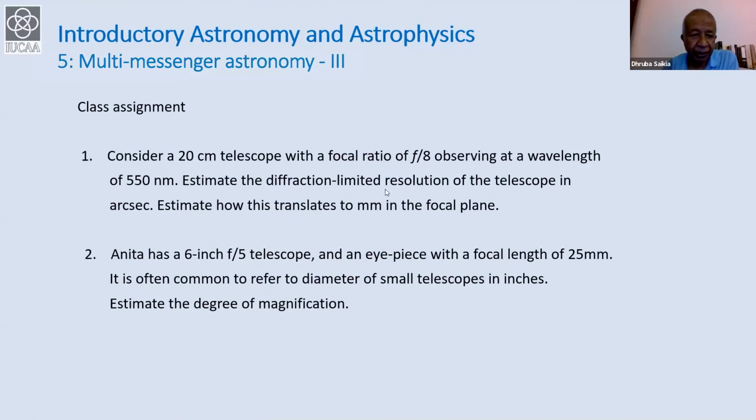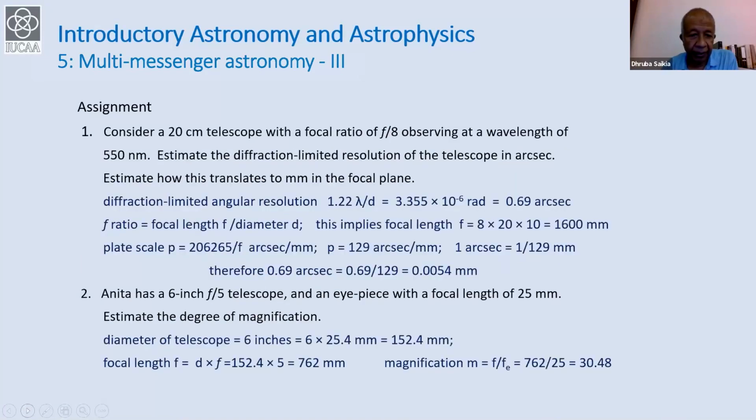As you see, although for larger telescopes we normally talk of centimeters and meters, amateur astronomers still use inches in describing their telescopes. It's quite common to say it's a 6-inch telescope or a 3-inch telescope. And I want you to estimate the degree of magnification. This is just applying the equations we saw a little while earlier, and you can do that at home later. I've done it over here, but maybe you can just try it at home.